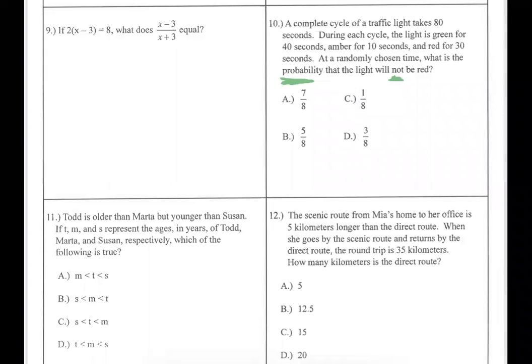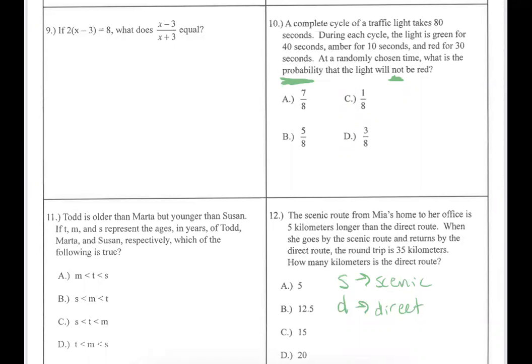For number 11, the hint is to keep track of your variables and put them in order from least to greatest based on their age, or youngest to oldest, I should say. And lastly, for number 12, the hint is to establish your own variables. They do not establish them for you. So I would use S for scenic and D for direct. So go ahead and pause now to give these a try if you haven't already done so. And we'll go back to number 9 and work through them.